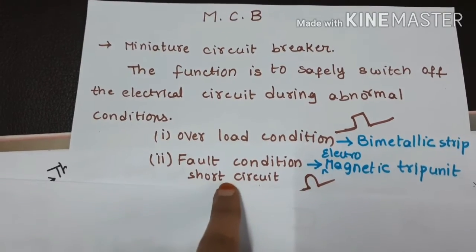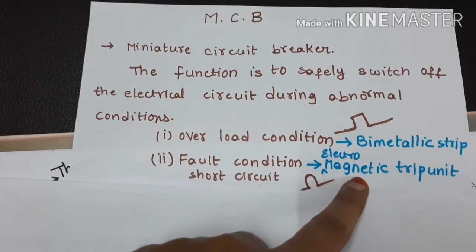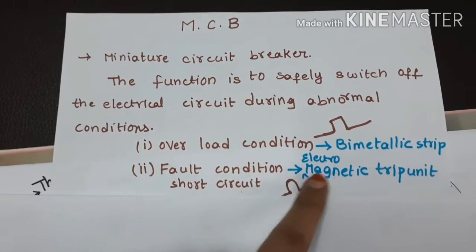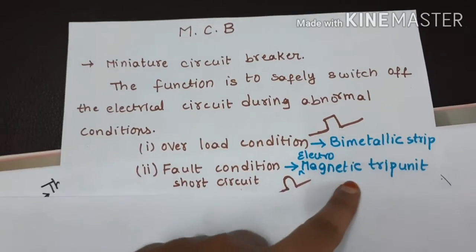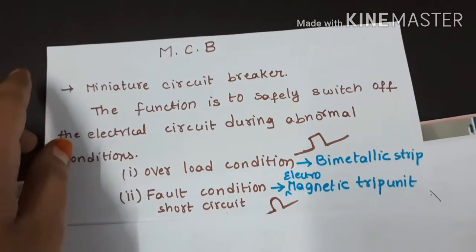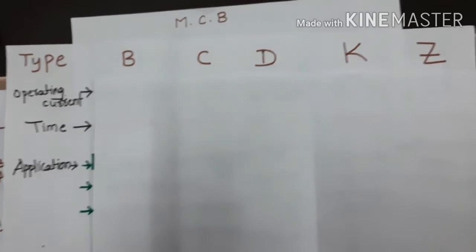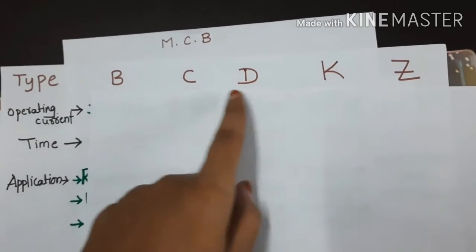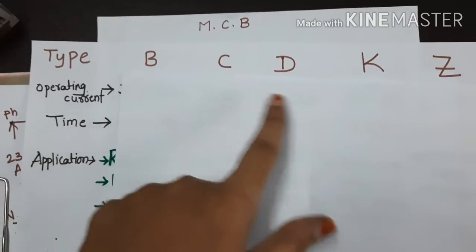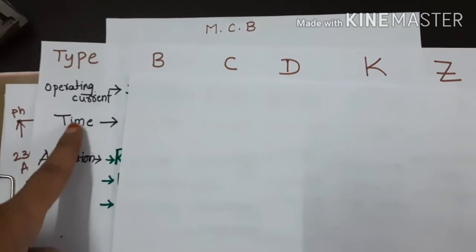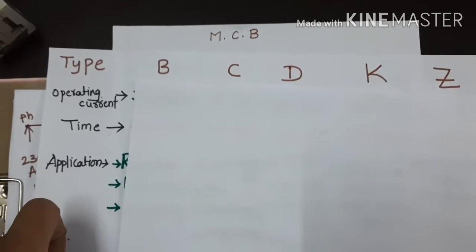For short circuit condition, the electromagnetic trip unit will be tripping the MCB. Our classification is based on this electromagnetic trip. As I said earlier, there are 5 types of MCBs: type B, type C, type D, type K, type Z. Now we will see each type of MCB's operating current and time and also the application.